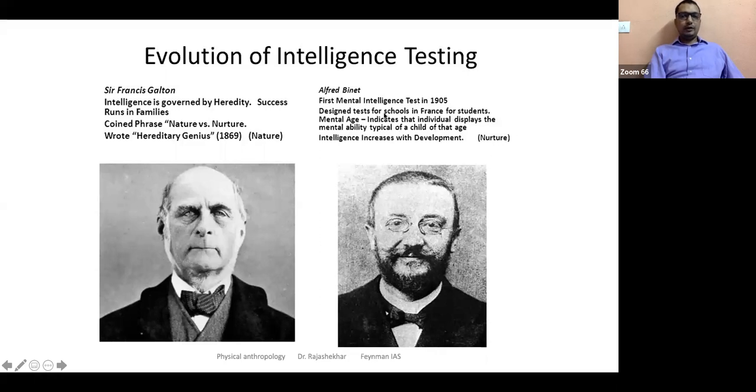He even designed the first mental intelligence test, a test to measure the intelligence and IQ of children, at the beginning of the 20th century. These tests were designed for students studying in France. He spoke of mental age. The mental age indicates that an individual displays the mental ability typical of a child's age. A child at 5 years of age, 10 years of age, 15 years of age has a certain amount of intelligence. He could see a correlation between the aging process and the increase in intelligence.